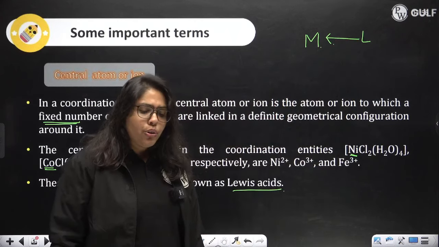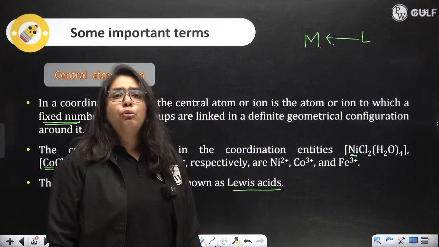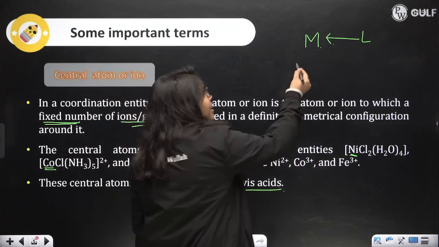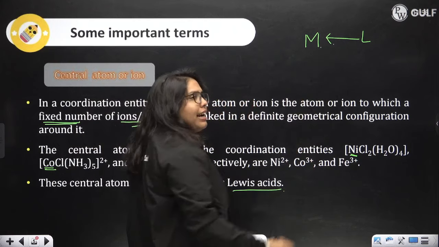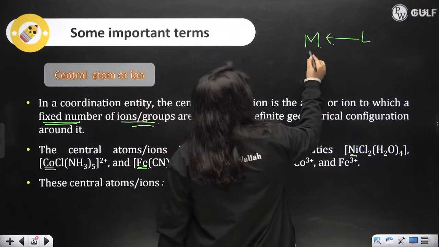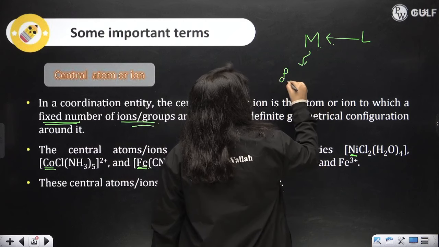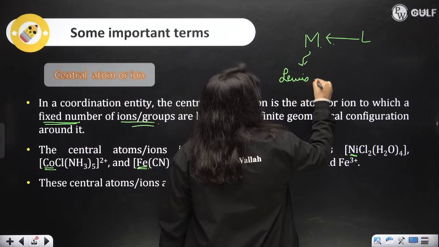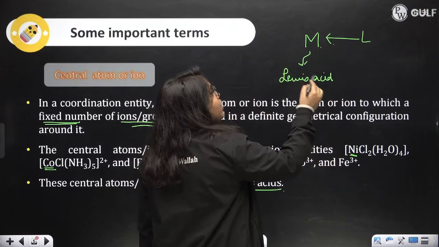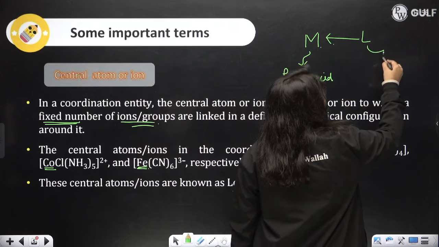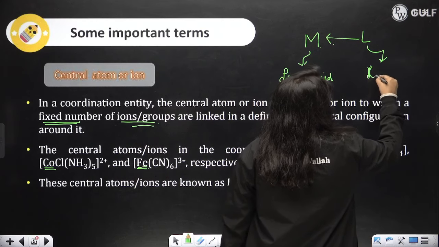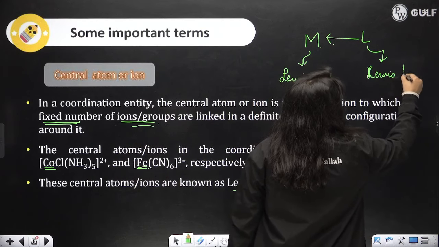Now, what do you know about Lewis acid? Lewis acids are electron acceptors. Our metal is accepting the electrons from the ligand to fulfill its octet. Thereby, metal acts as a Lewis acid. And with respect to the ligand, the ligand is donating electrons, is it not? Thereby, it becomes a Lewis base.